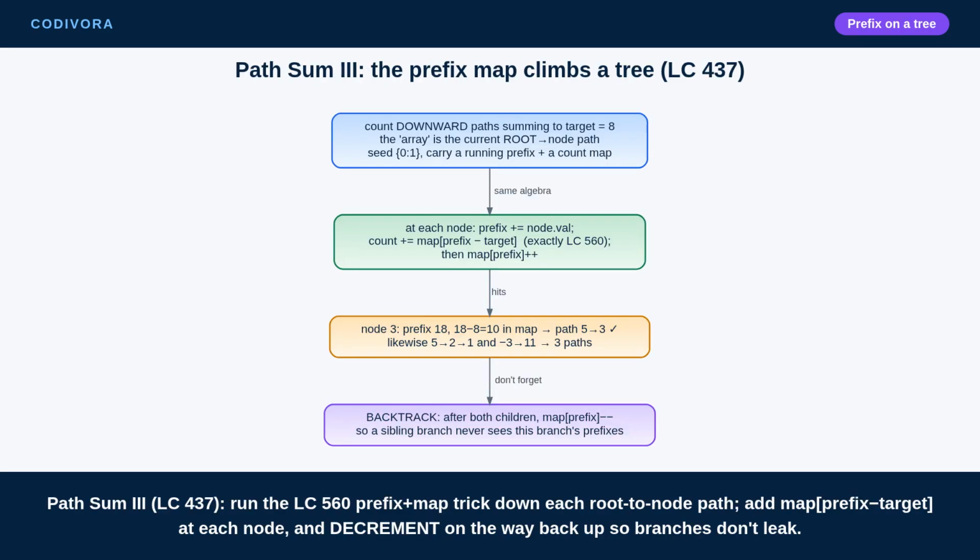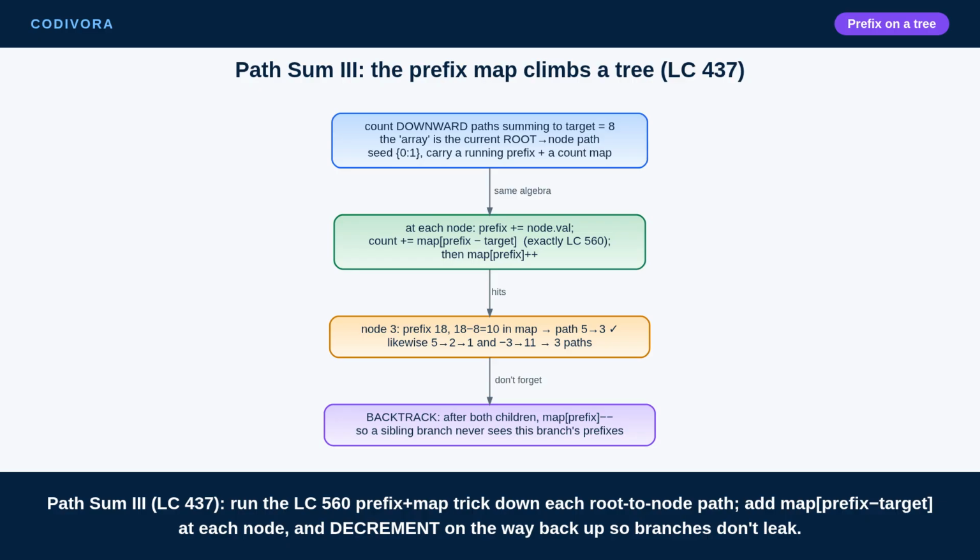And the payoff that beats most veterans. The prefix plus HashMap trick is not really about arrays at all. Path sum 3 asks for the number of downward paths in a binary tree that sum to a target. Treat the current path from the root down to the node you are standing on as the array. Carry a running prefix and a map of prefix counts, seeded with 0 maps to 1. At each node, the number of paths ending here that sum to the target is the count of prefix minus target in the map. Exactly the same algebra as subarray-sum-equals-K.